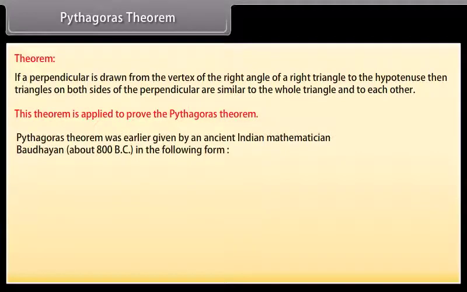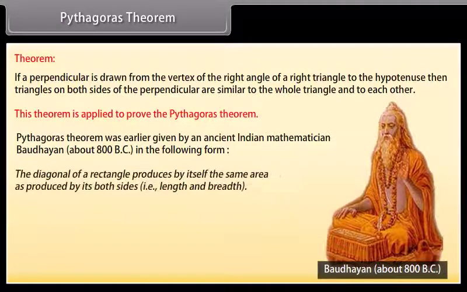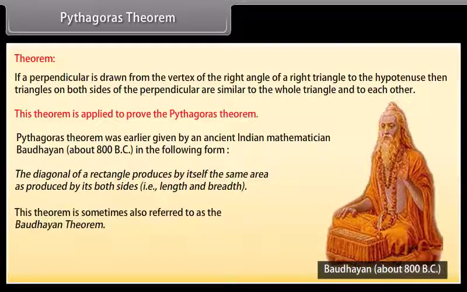Pythagoras theorem was earlier given by an ancient Indian mathematician, Baudhyan, about 800 BC, in the following form. The diagonal of a rectangle produces by itself the same area as produced by its both sides, that is, length and breadth. This theorem is sometimes also referred to as the Bodhian theorem.